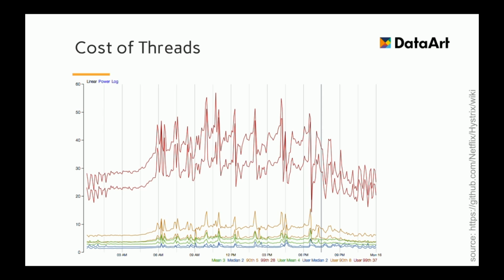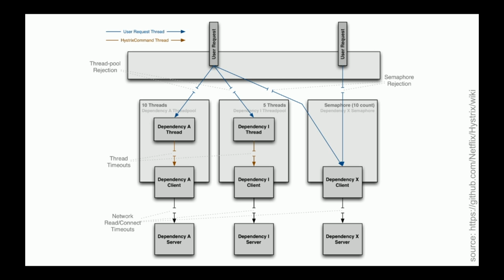We have an alternative for this, and this alternative is semaphores. The advantage of semaphores is that they cost almost nothing. But the disadvantage is that they cannot be timed out, because there is no thread which can be timed out. But they allow us to have all the monitoring, all the metrics, and they allow us to limit the traffic. We can say that, for example, this Hystrix command will be isolated by semaphores, and we don't want to execute more than 10 at once. This way we have some protection, but with almost zero cost.